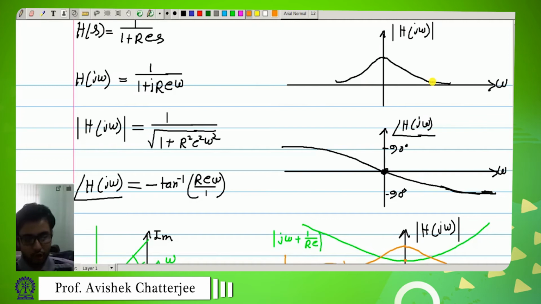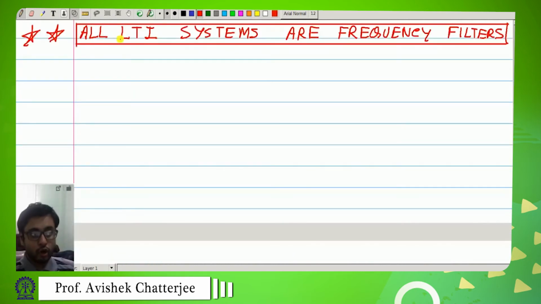Now at this point I want to tell a very important thing, that is, all LTI systems are nothing but frequency filters. What do I mean by that?